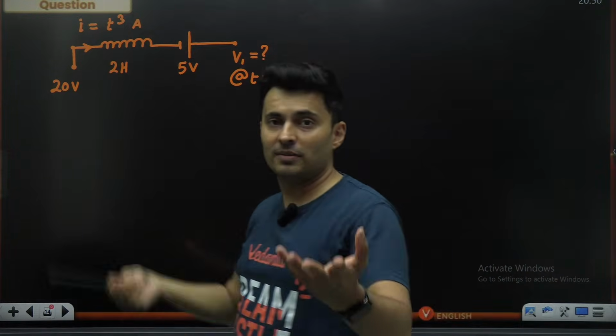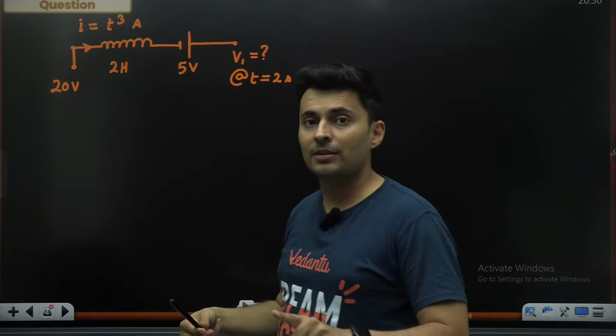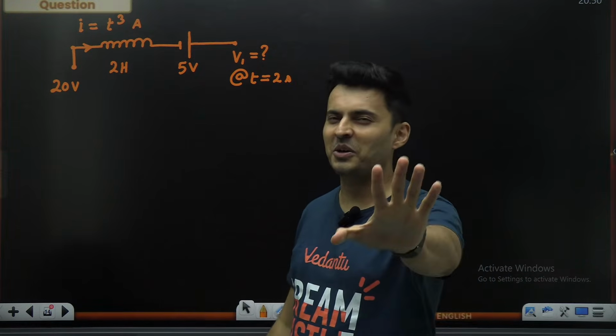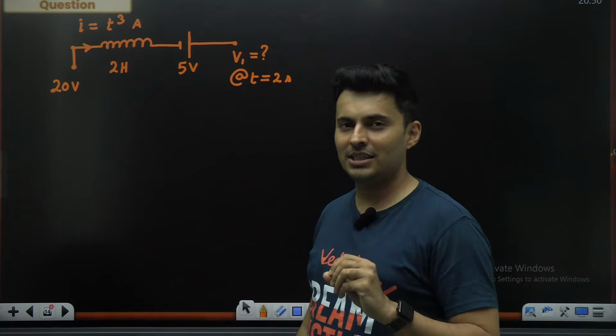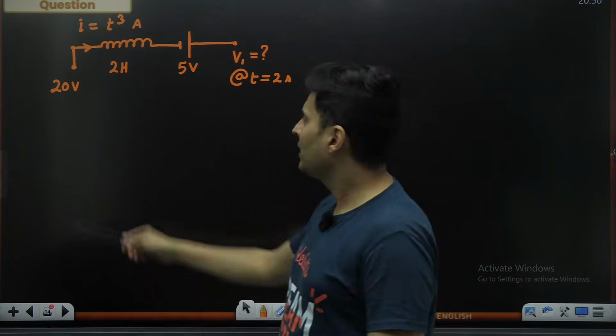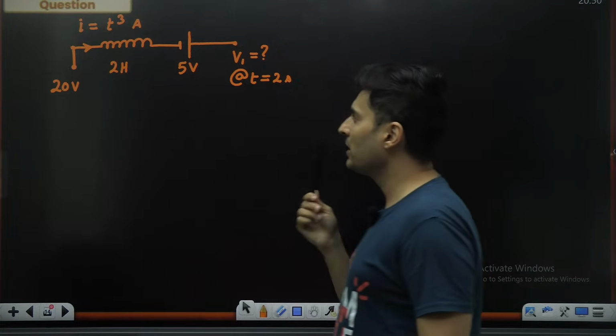Current is a function of time. That means current is changing. And the moment current changes, I realize this inductor is not going to like it. It's going to oppose that change, whatever it is. This battery is there normally. Okay, this point is 20 volts. This point's voltage is asked.